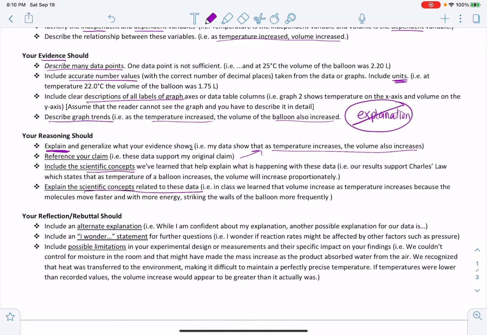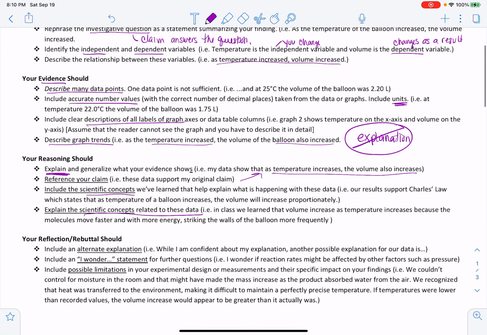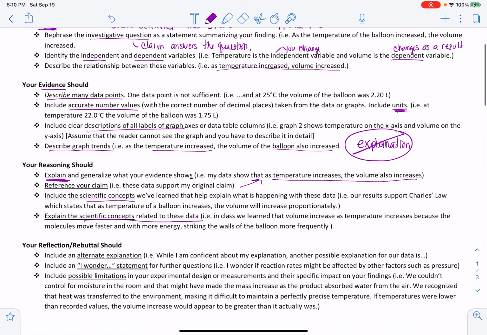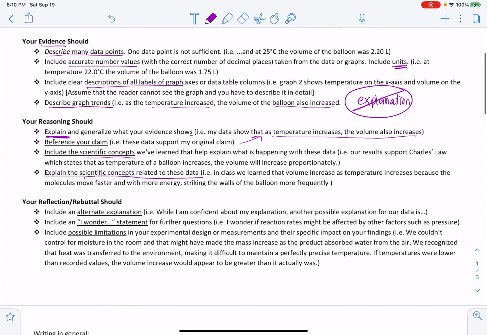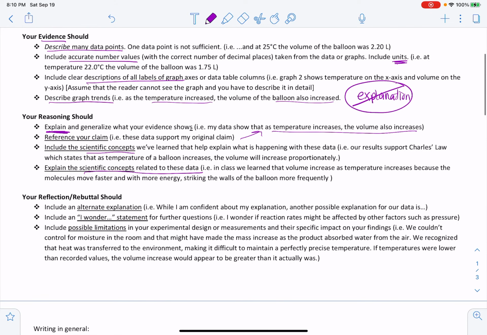So this is going to be a little bit longer. Your claim might be a sentence. Your evidence is going to be several sentences, probably, to refer to all of your data points. And then your reason is going to be an explanation of those. You also want to include an alternate explanation. Well, I'm confident that I explained in this way, but here's another possible explanation.